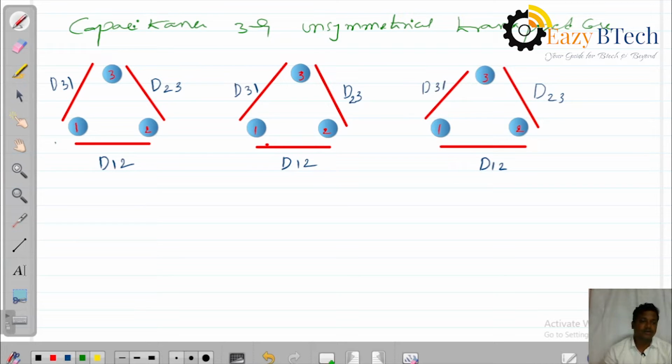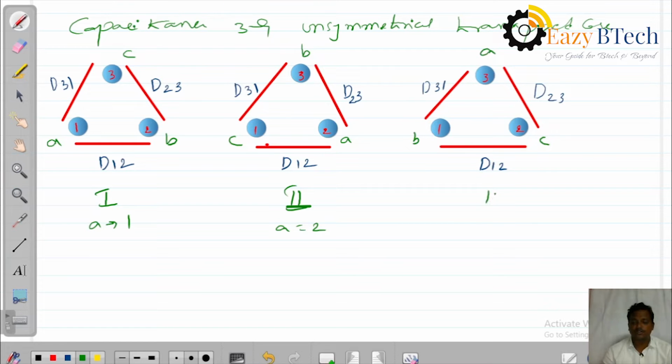Now, the position of conductors. I am taking conductor A, conductor B, conductor C for position 1, A at 1. And second interval, conductor A at position 2, B at 3, C at 1. Now A at 3, B at 1, C at 2. This is the third interval, the conductor A at 3.